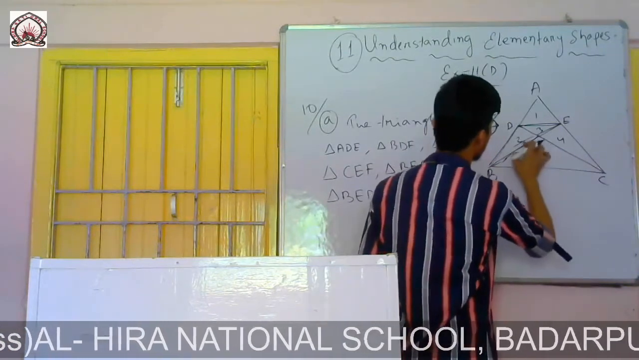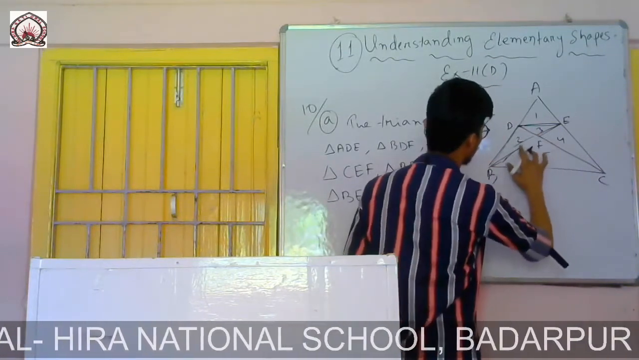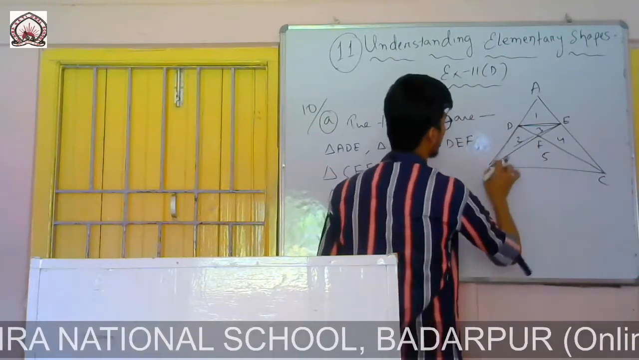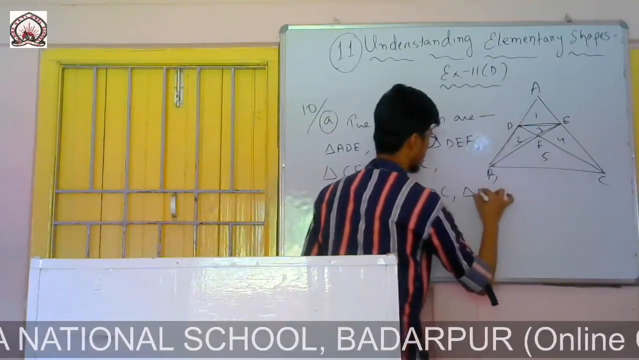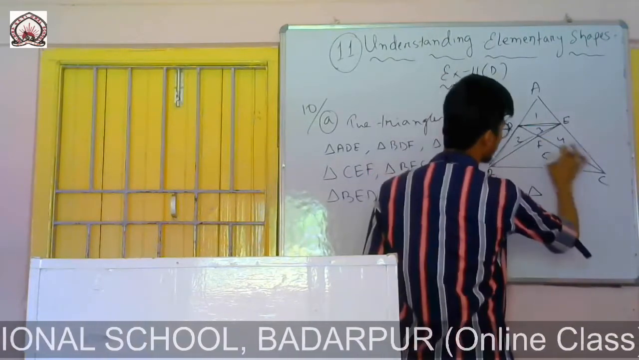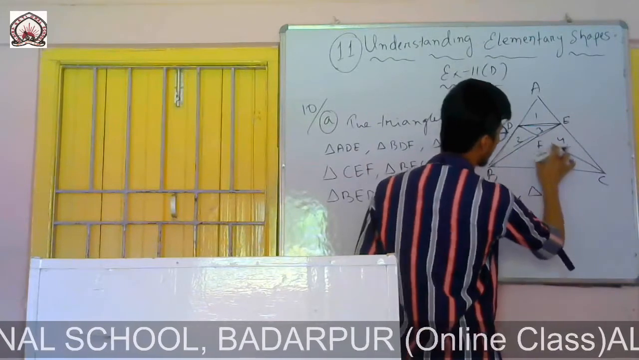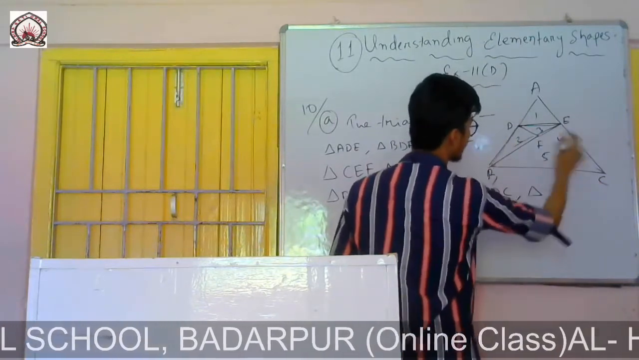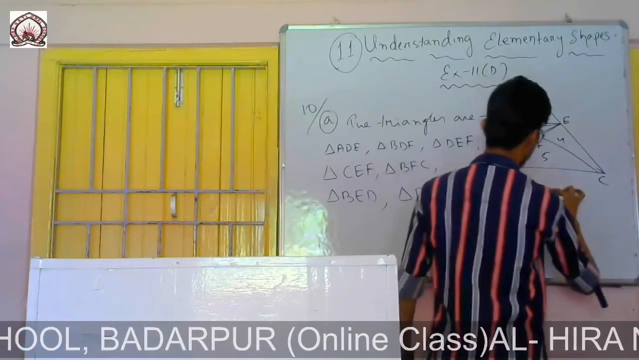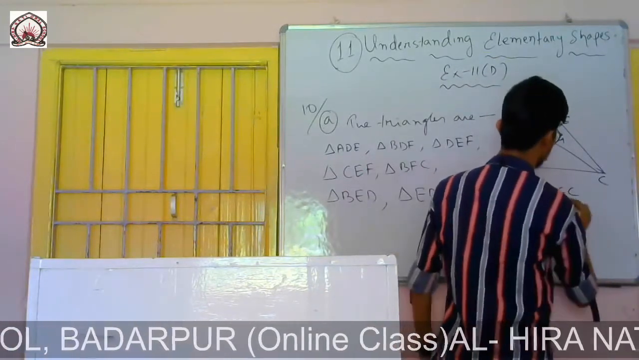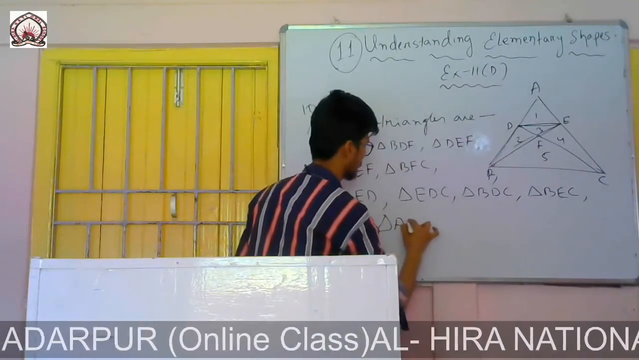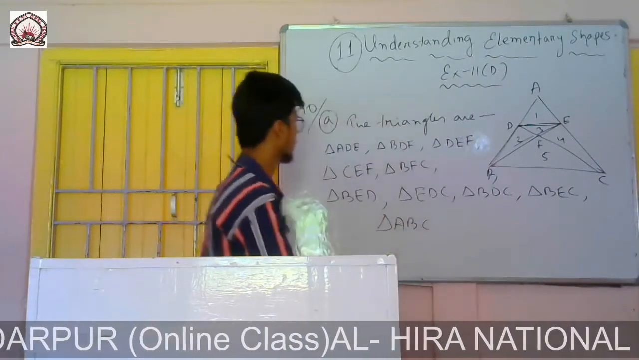Then this one I can take 2 and 5, this whole triangle. If I leave this side, then this is also a triangle. So it will be triangle BDC. Then next one, if I leave this side, then it is also a triangle. If I leave this side, then again this is also a triangle. So it will be triangle BEC. Now finished. And last one, the whole one, triangle ABC.